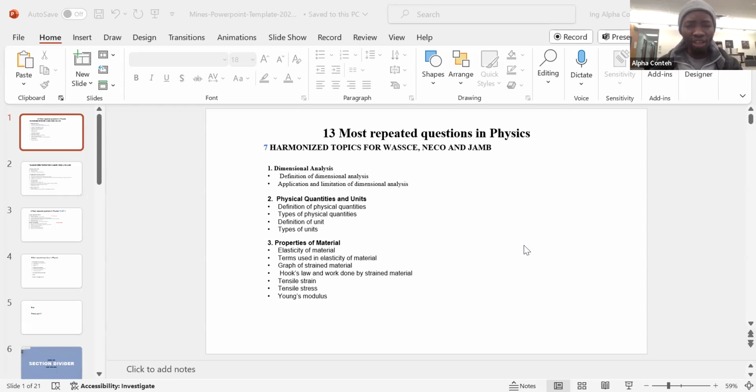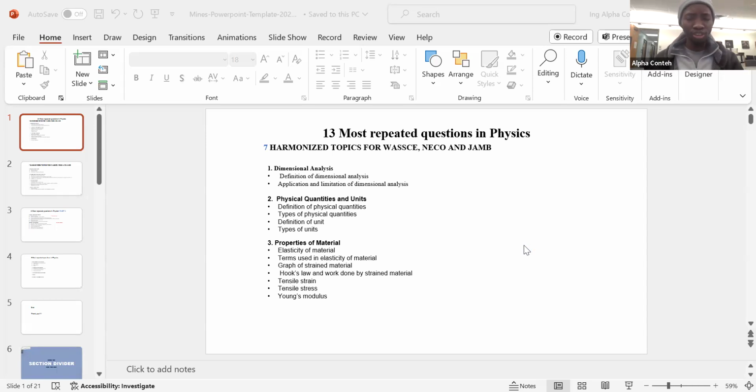Now, the first topic is dimensional analysis. For the past years, there are always questions drawn under this topic, and so students, before you go into the hall to take your paper, you must be able to analyze dimensional analysis.